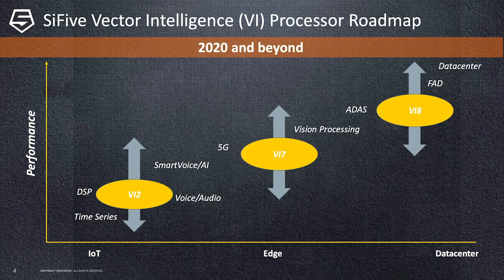So this is our roadmap for the vector intelligence processors. It is loosely temporal, going from left to right. It follows time. And it covers a variety of footprints in terms of where it provides solutions, across a very wide range of vector applicable technologies, from IoT applications all the way up to the data center.